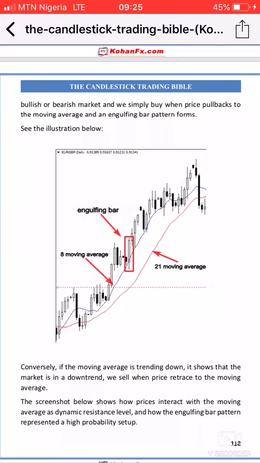Conversely, if the moving average is trending down, it shows that the market is in a downtrend. We sell when prices retrace to the moving average. The screenshot below shows how prices interact with the moving average as a dynamic resistance level, and how the engulfing bar pattern represents a high probability setup.